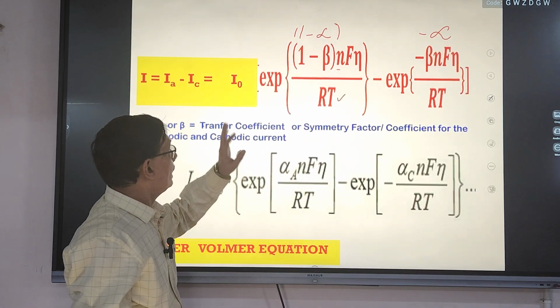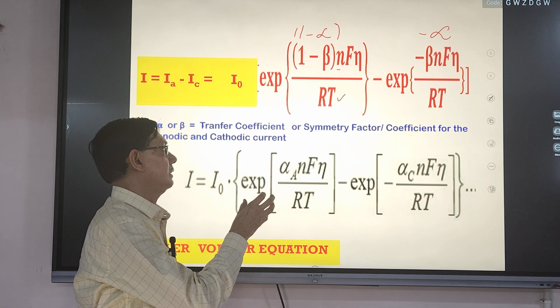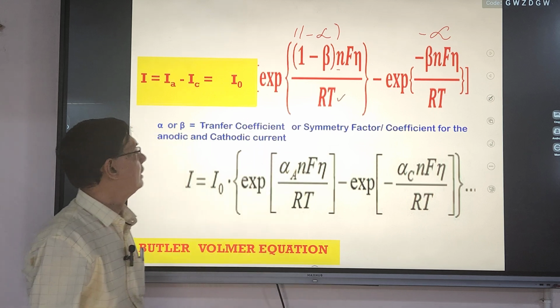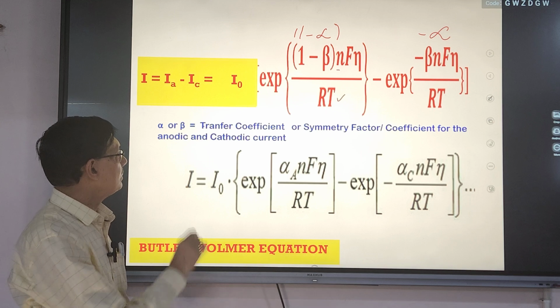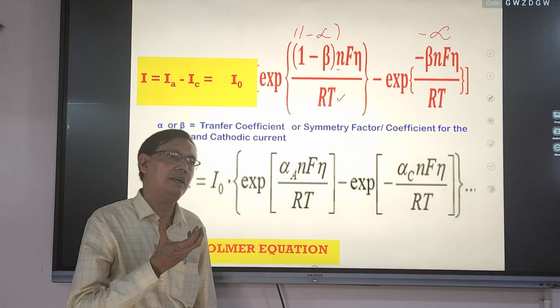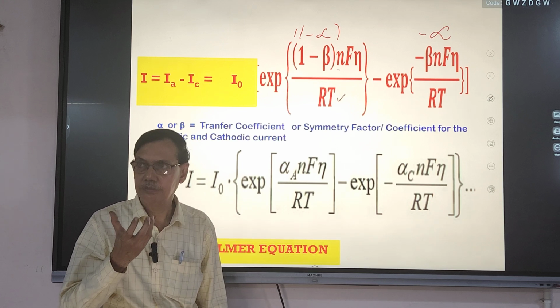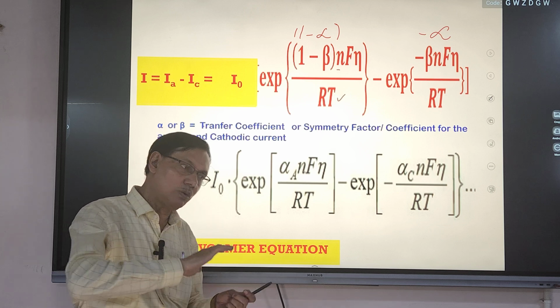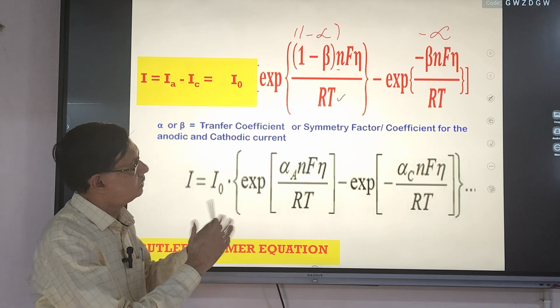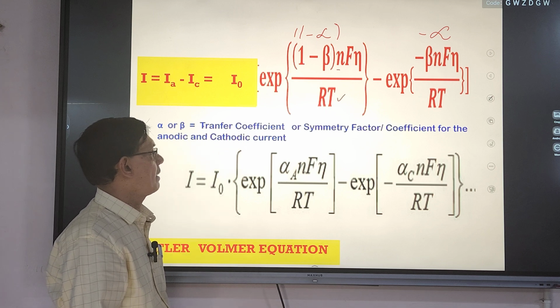Now, what is alpha or beta? It depends on the particular type of reaction. When I have seen the literature, I found that it is actually the transfer coefficient. Generally, in most cases the value is 0.5. So you can write transfer coefficient or symmetry factor also for the cathodic and anodic current.